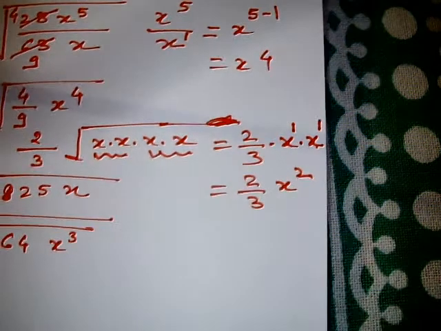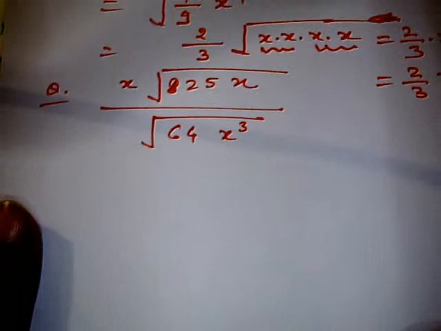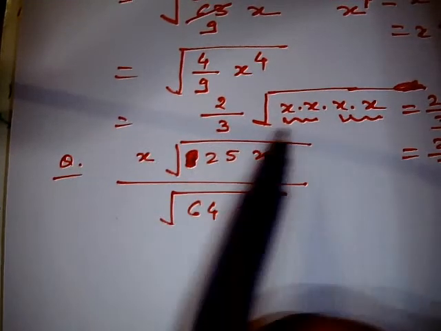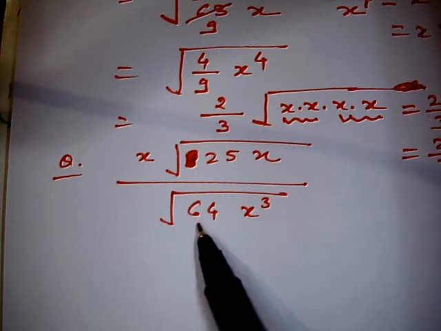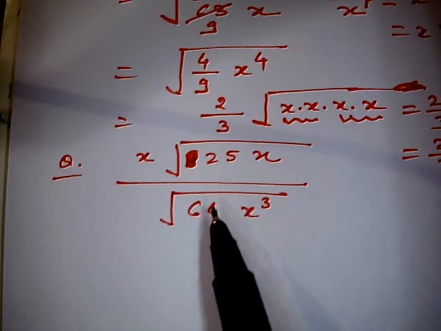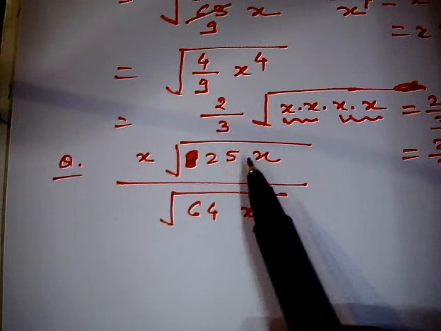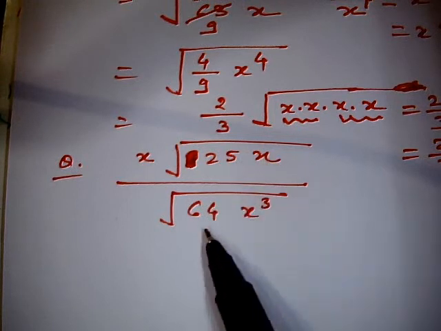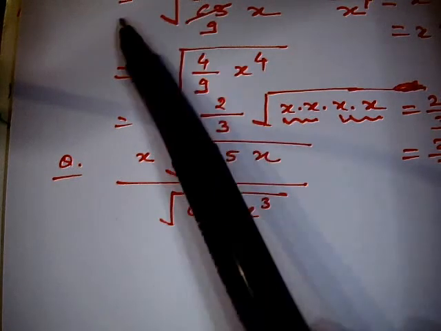Now I'll move to the next question. In this question you can see the square root of 25x over the square root of 64x cubed. By seeing it you can say 25 is the square of 5 and 64 is the square of 8. So I am not going to combine like I did in the previous question. I am going to solve it separately.